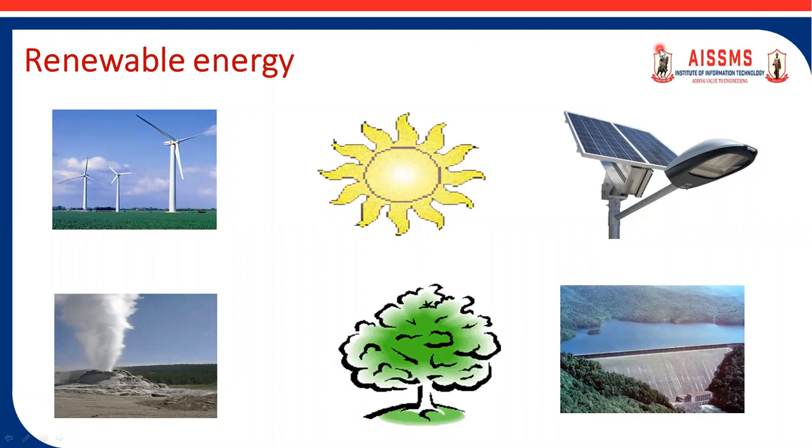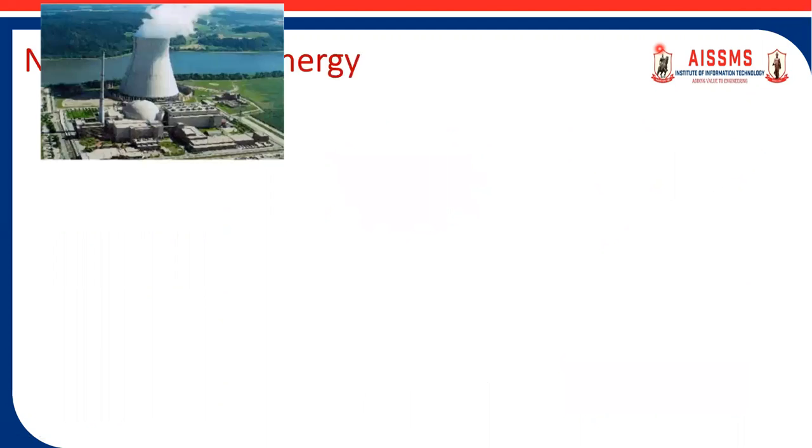Let's talk about types of energies first. There are two kinds of energies. One is renewable energy, the other is non-renewable energy. Renewable energies are forms of energy that are inexhaustible. They cannot be exhausted by their use. For example, wind energy, solar energy, tidal energy are some examples of renewable energies.